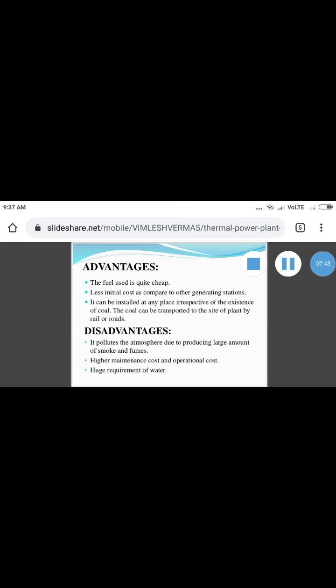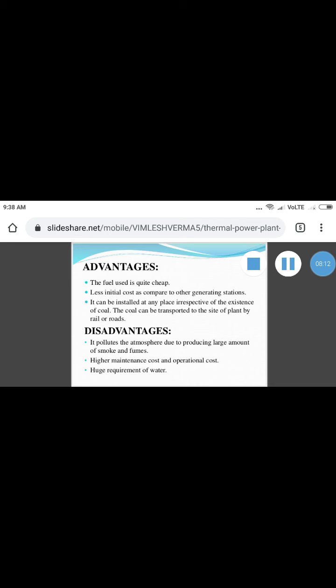Advantages. The fuel used is quite cheap, less initial cost as compared to other generating stations. It can be installed at any place irrespective of the existence of coal. The coal can be transported to the site of plant by rail or roads.